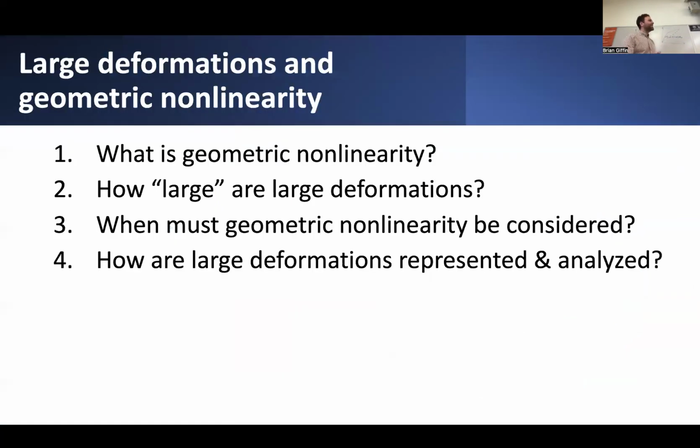Okay, so like I said, we're going to talk about geometric nonlinearity. What the heck is it? How exactly do we quantify large deformations? And what do we exactly mean by large? How large is large enough to be considered within this kind of large deformation framework? We'll talk about when you need to consider large deformations in an analysis setting and for engineering design purposes. And then finally, we'll dive into some of the gory details.